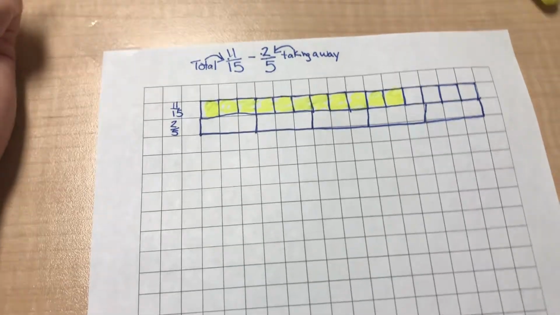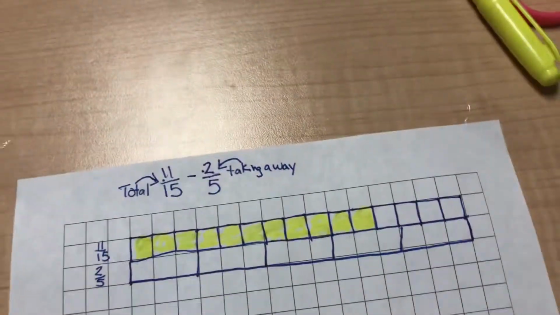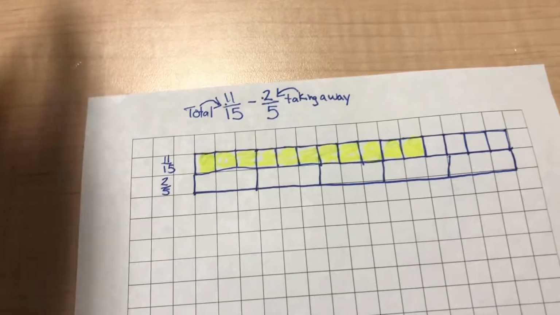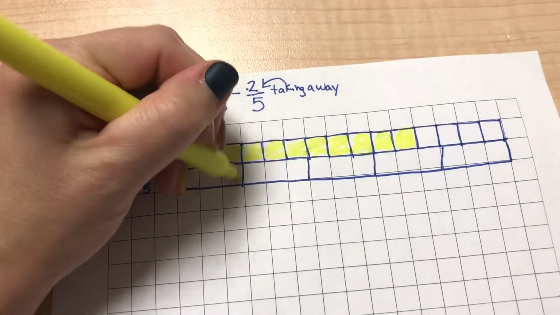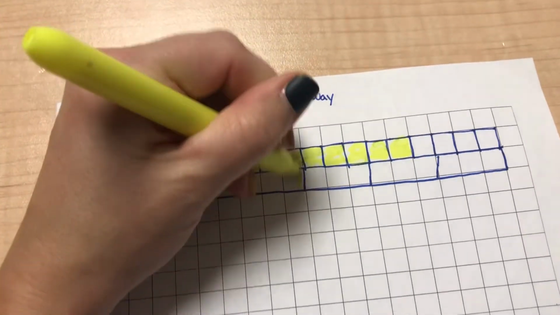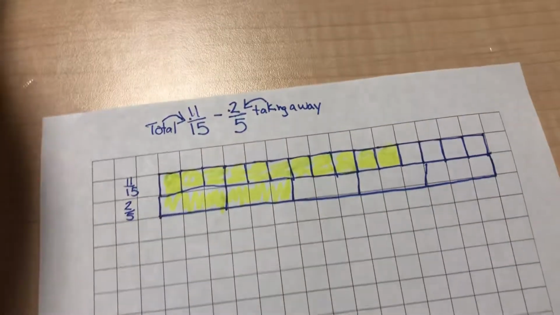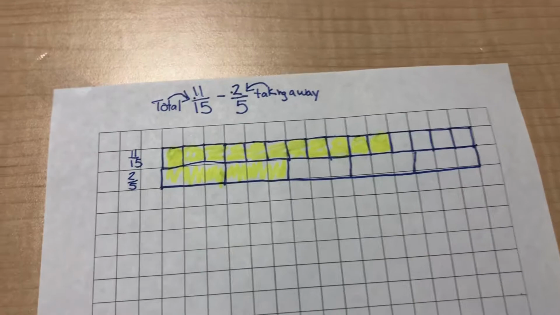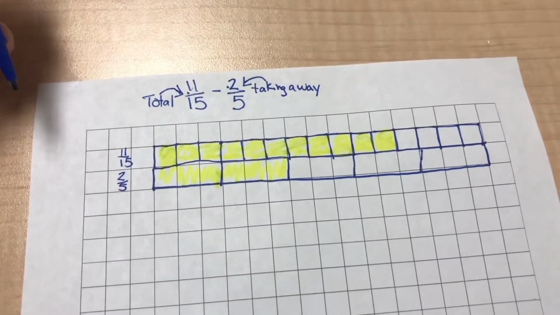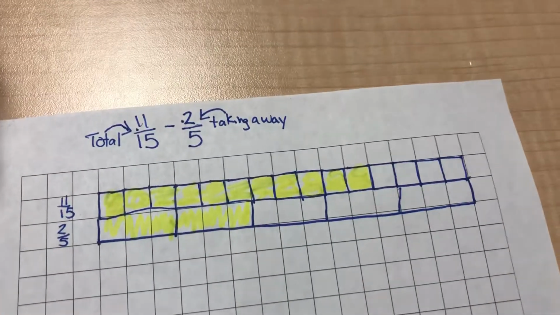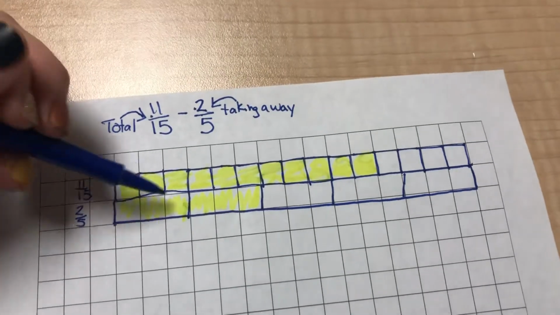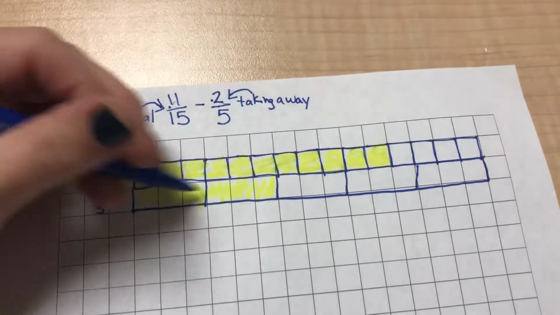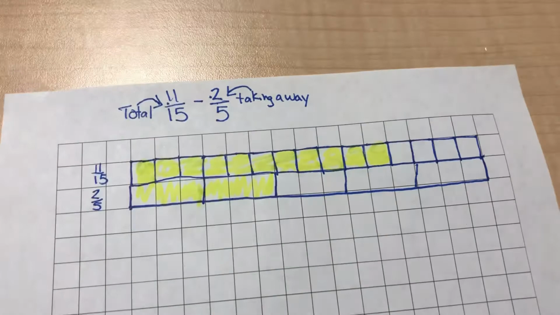Now that I've done that, I need to represent 2/5. So I'm going to shade 2 out of my 5 pieces. Now, we're not done. We're taking away, right, guys? So if I'm taking away, this is just my guide. Once again, this is just my guide to know how much 2/5 is.